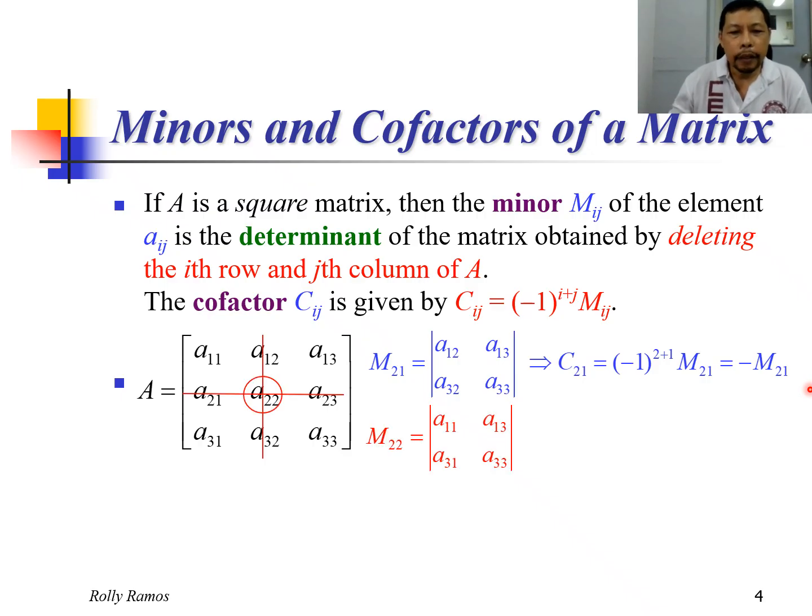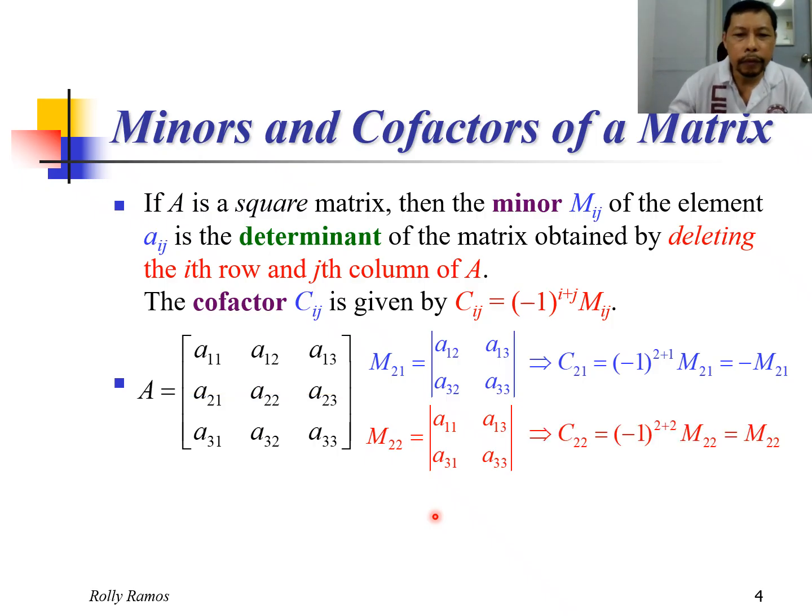Okay, let's look at another element. Element A22. So the minor of this element is equal to the determinant of the elements remaining after removing this row and this column. And the cofactor of element A22 is again obtained by using this equation.